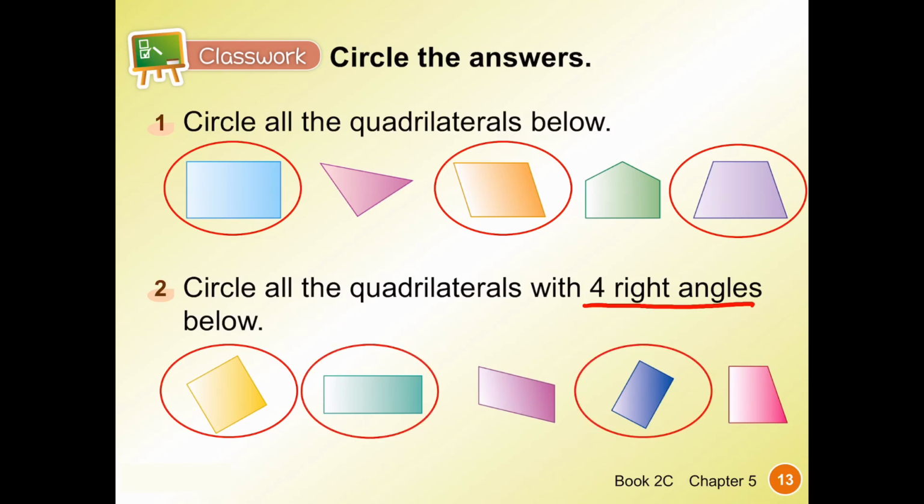So for question number 2, I'm drawing the right angles for you. So then these 3 quadrilaterals contain 4 right angles in them.